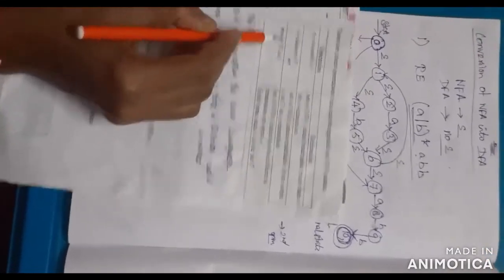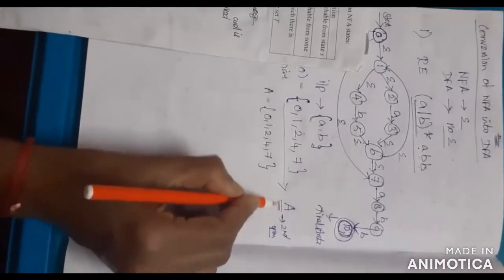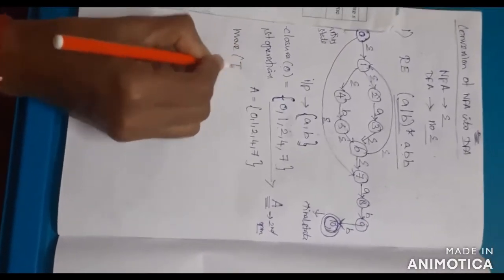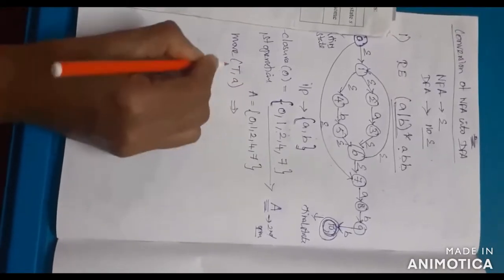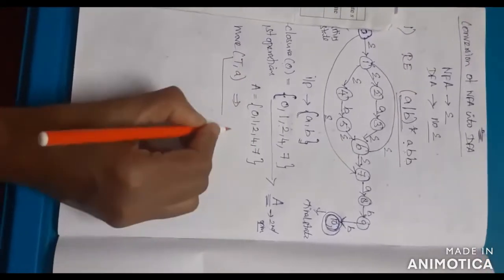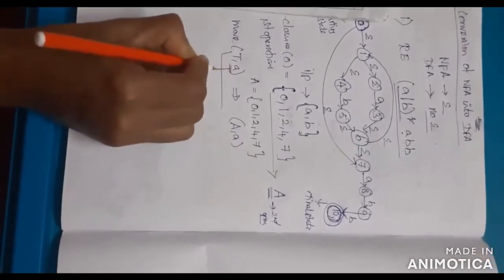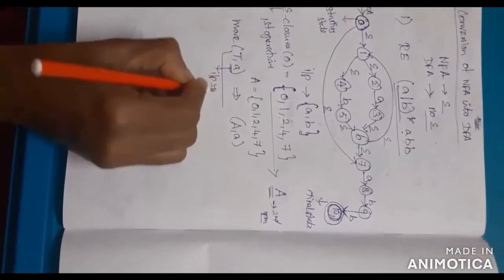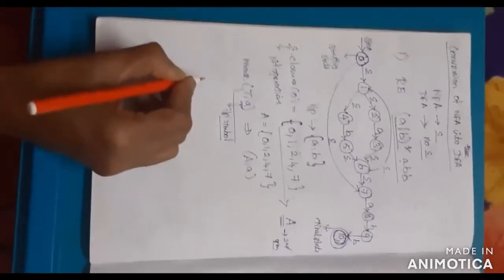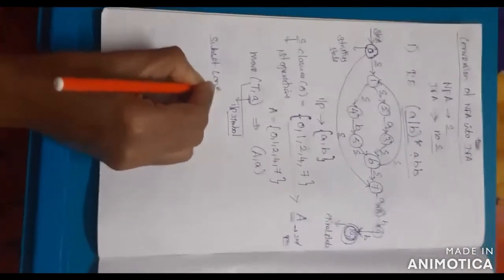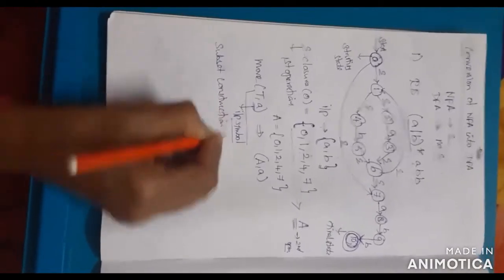Here, what about the capital T? Here capital T is nothing but A. So what is the third operation? Move of T, comma A. What is T here? The T is nothing but capital A. So move of A, comma A. What is small a? Small a is the input symbol. We have to construct this for the subset construction algorithm.